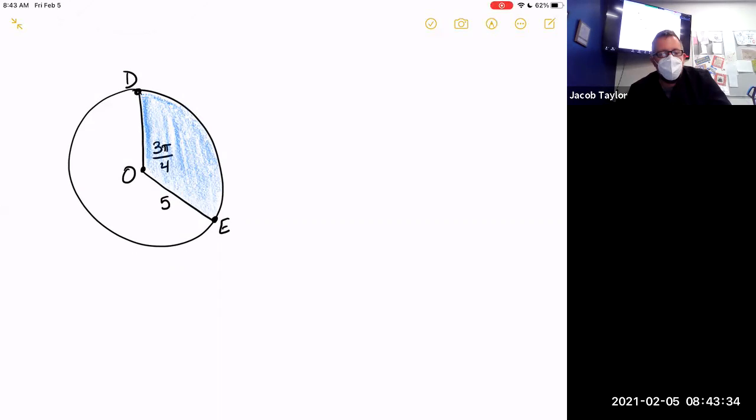So how much of the circle do I want to find the area of? 3 pi over 4, 2 pi. Yes. So it's a fraction within a fraction.